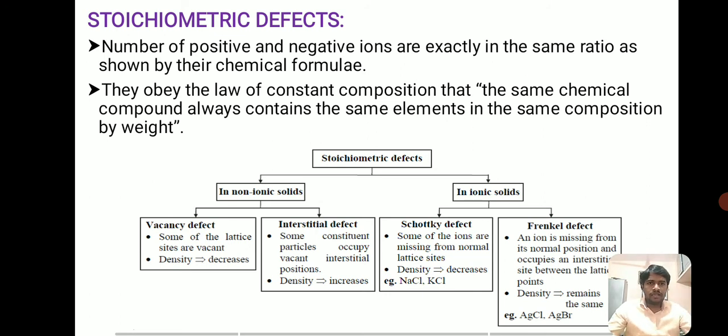These are in non-ionic solids. These are two types. One is vacancy defect and another one is interstitial defect. In ionic solids, one is Schottky and another one is Frenkel defect. Let us discuss these defects in detail.